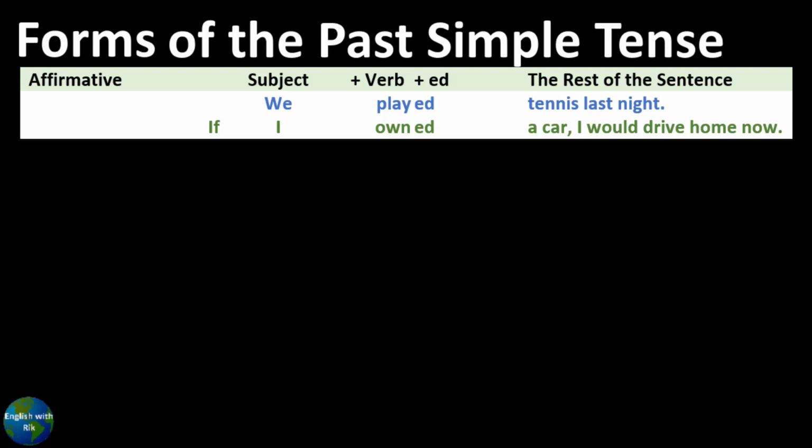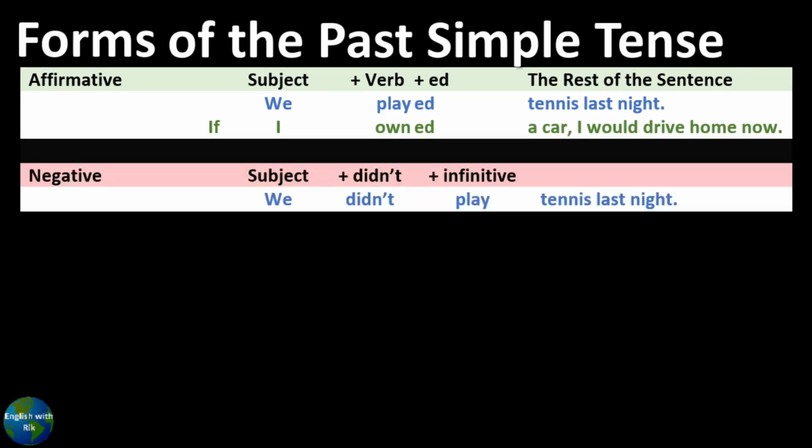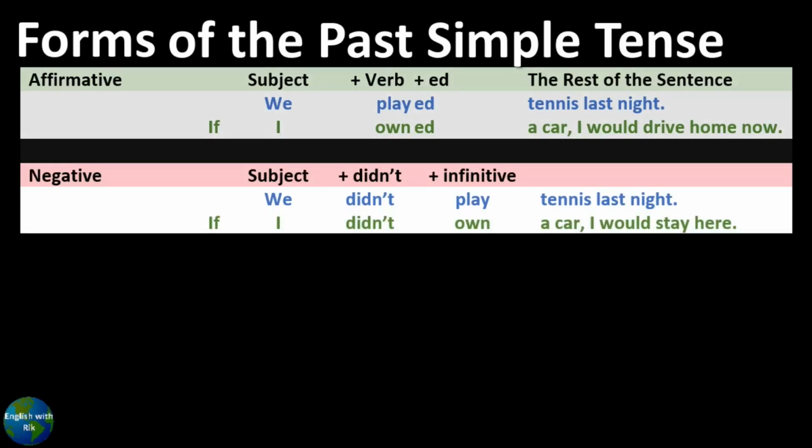The negative form of the past simple tense is the subject, followed by the past form of do, which is didn't, because it's negative, then the main verb in the infinitive form. The sentence, we didn't play tennis last night, is about something that didn't happen in the past. The sentence, if I didn't own a car, I would stay here, is something negative and unlikely to happen in the present. The sentence sends the reader or the person who's listening the message that I own a car and I probably won't suddenly not own a car.